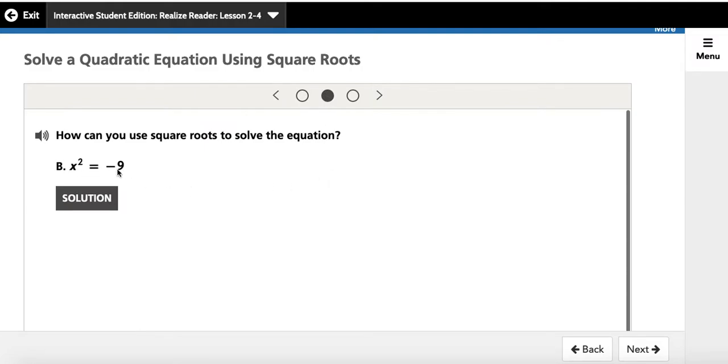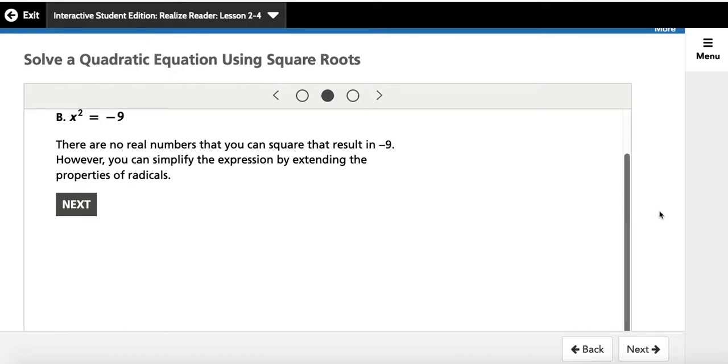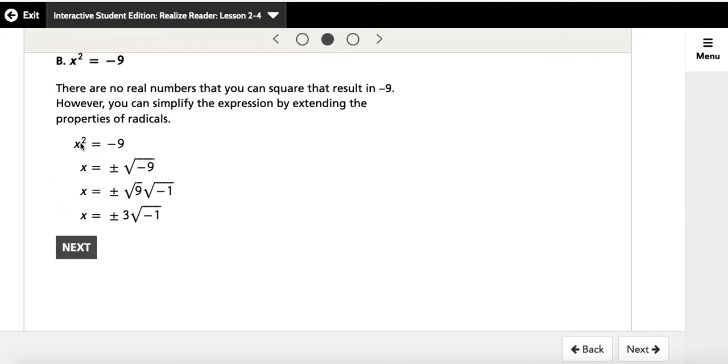Now here's another one, except it's negative 9. There are no real numbers that you can square to result in negative 9. However, you can simplify the expression by extending the properties of radicals. Let's see how complex they make this. So x squared equals negative 9. So x equals positive or negative square root of negative 9. Now we can break the negative 9 into 9 times negative 1. The square root of 9 is 3. So here we have x equals positive or negative 3 times the square root of negative 1. That's what the issue is, the negative 1.